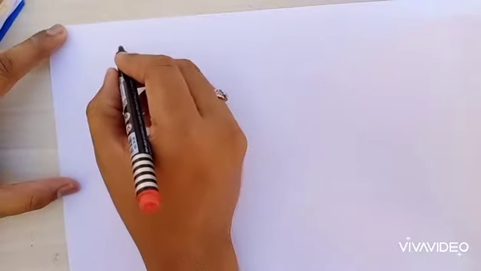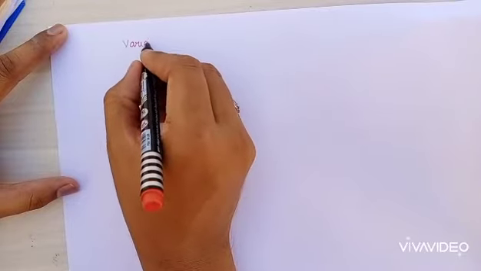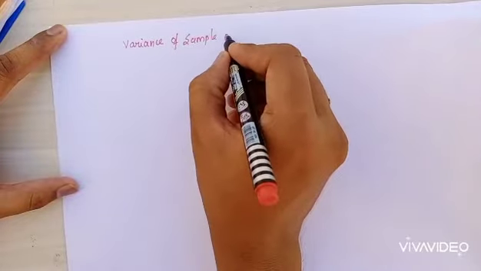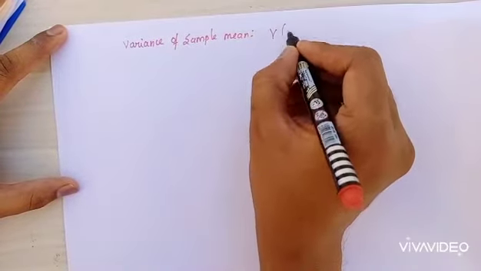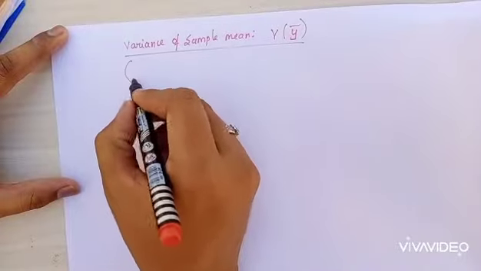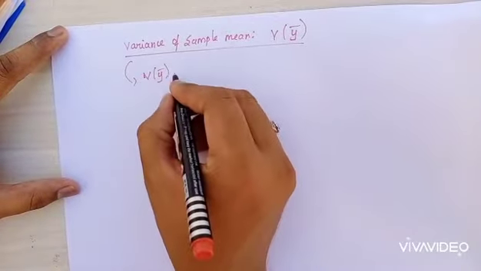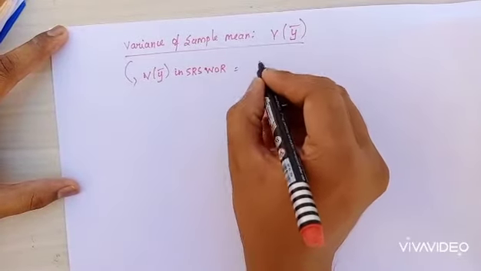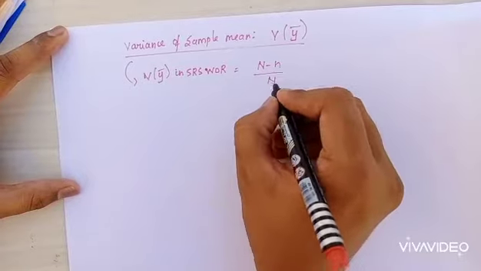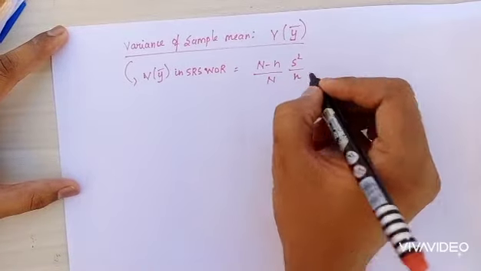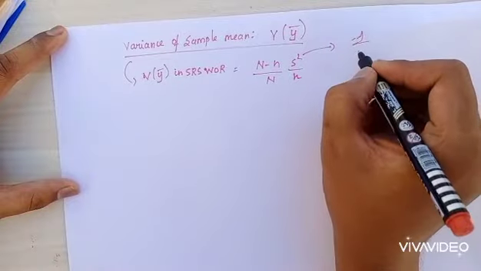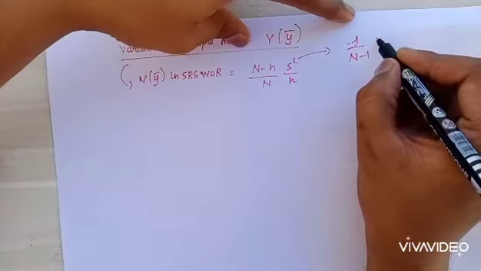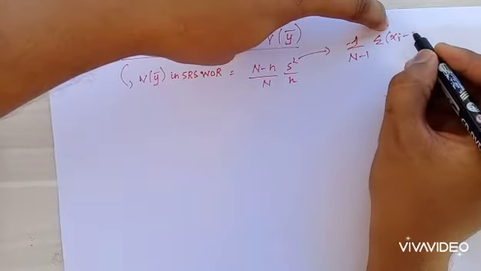Next is the variance of the sample mean, that is, variance of y bar. Okay, so variance of y bar in SRSWOR is (N minus 1) by N squared by n. Okay, so this one is 1 by (N minus 1) summation of (xi minus x bar) whole square.